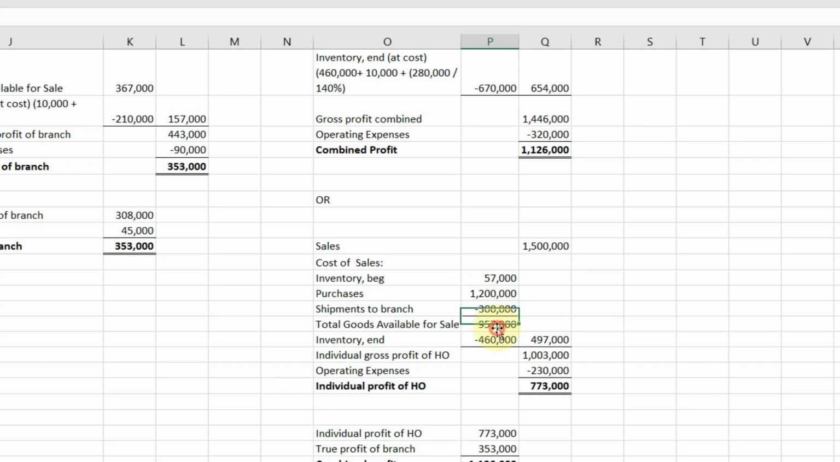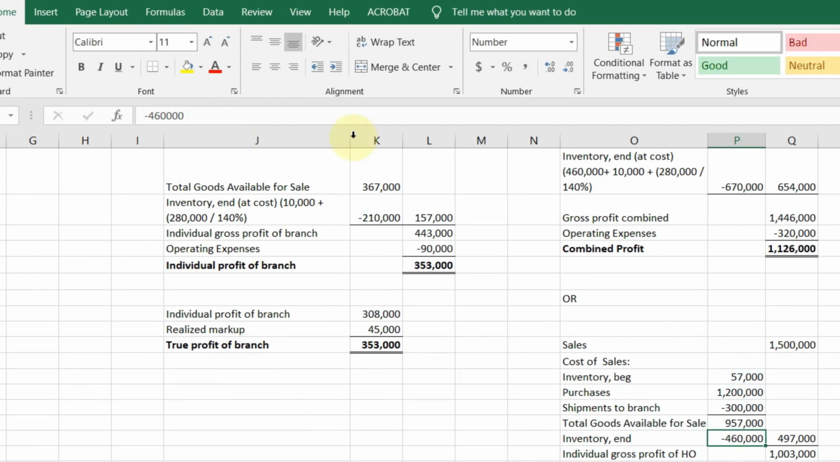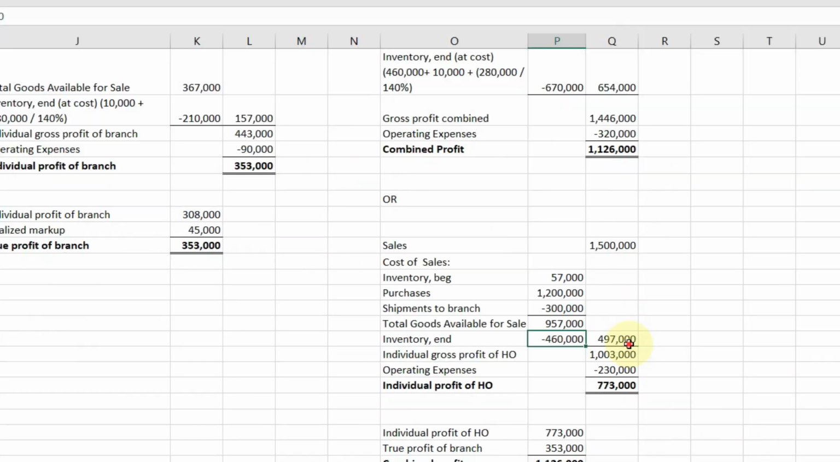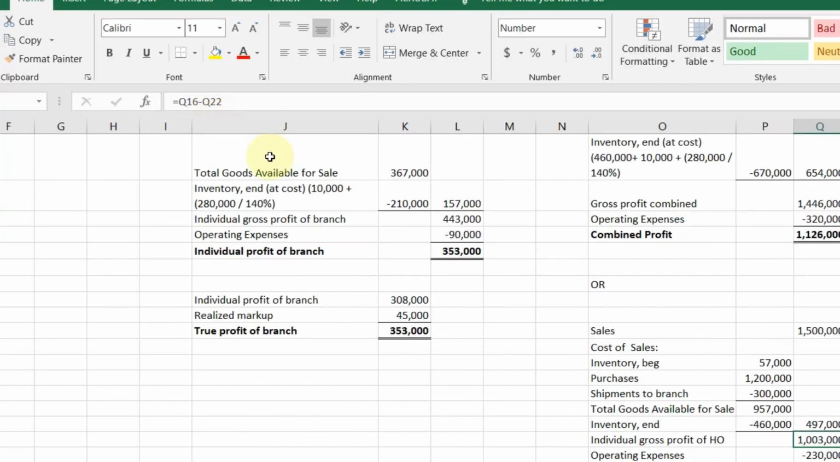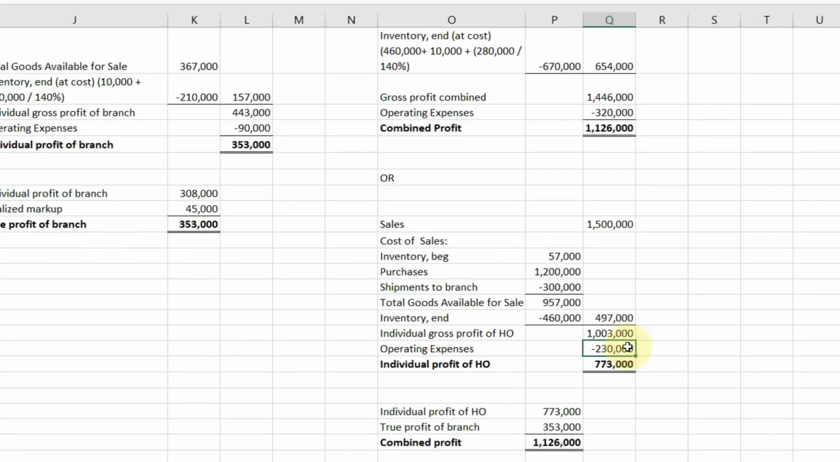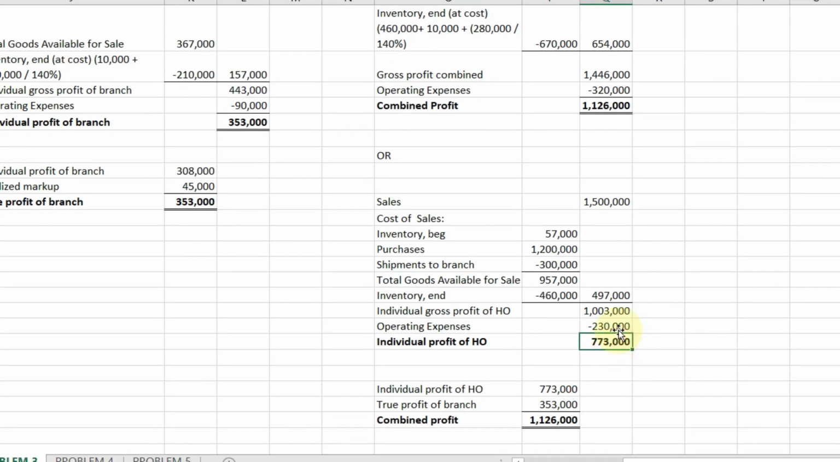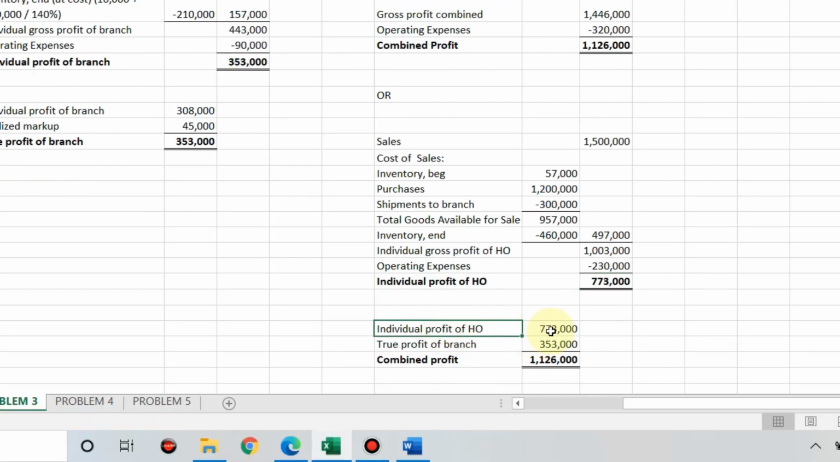You have goods available for sale of 957 minus ending inventory niya na 460, you'll get COGS of 497. Individual gross profit of HO na 1,000,003. Okay, that's sales minus COGS less operating expenses niya. You'll get individual profit of HO na 773. Now, paano gagawin? Individual profit of HO na 773 plus true profit of the branch. Okay, yun, natanggalan mo na ng markups. You have 353, then combined profit of 1126, which is the same when you do this method.